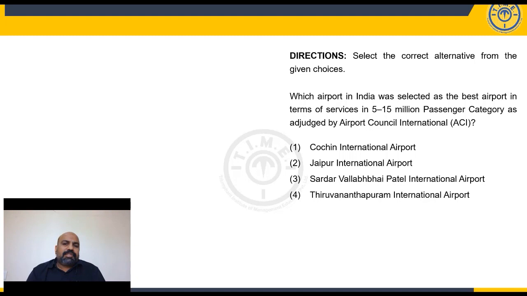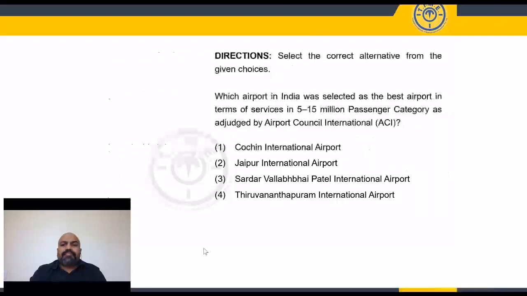Sometimes these are named after local leaders. For example, a very famous local leader was K. Kamaraj, who has given his name to the Madras Airport, K. Kamaraj Airport. So from there, of course, which of the following statements are true about census 2021?